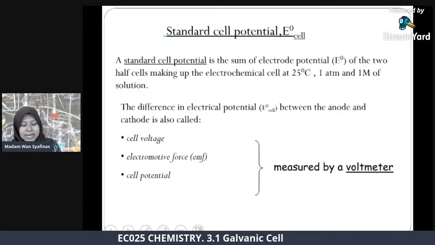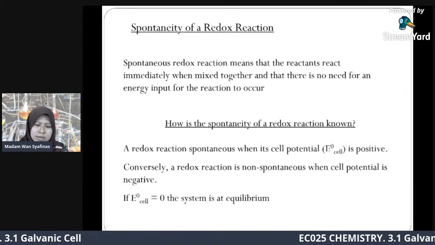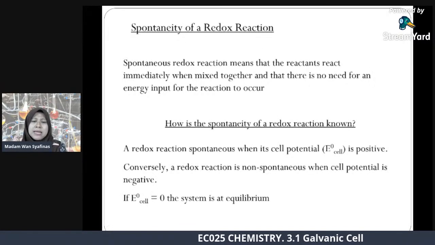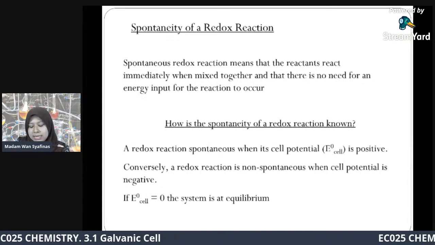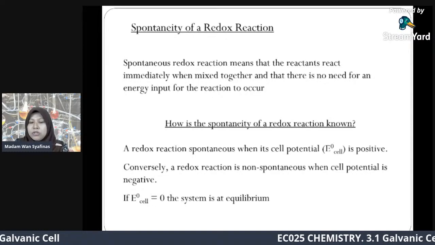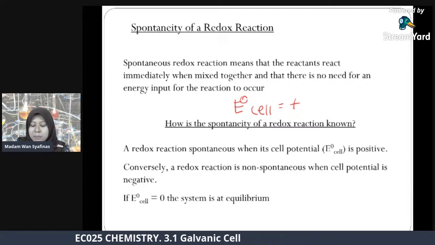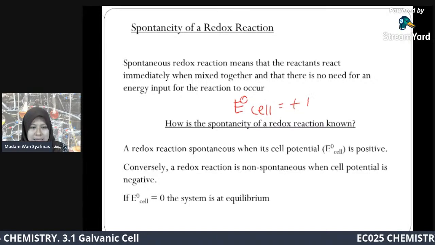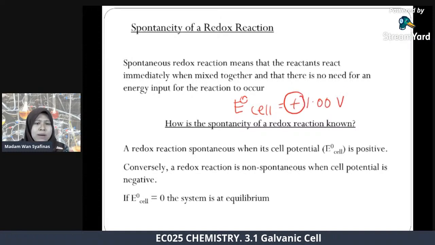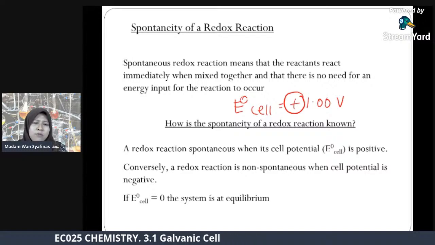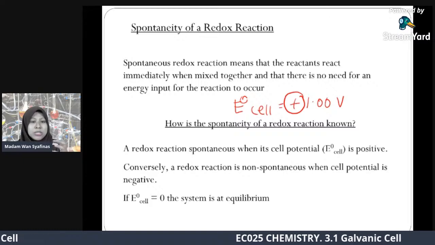And the last one, ni kita nak tengok spontaneity of redox reaction. Kita nak tahu reaction ni berlaku secara spontaneous ataupun tidak. Macam mana nak detect dia? Kita akan tengok sign dia. Kalau kita kira E naught cell dan dapat nilai dia positif, katakan positif 1.00 volt, maksudnya the reaction is spontaneous. Spontaneous ni maksudnya reactants react immediately when mixed together and there is no need for energy input for the reaction to occur. Maksudnya tak perlu energy, dia berlaku secara spontan.